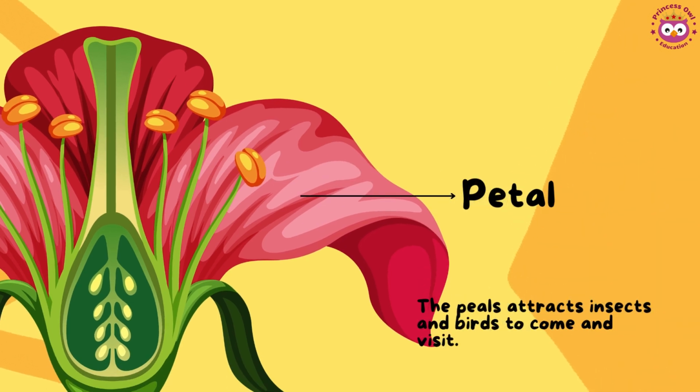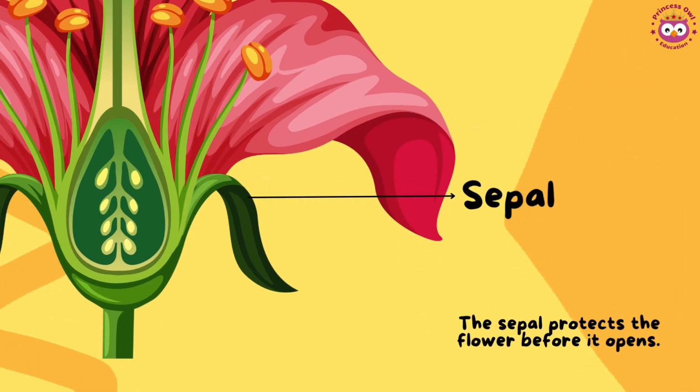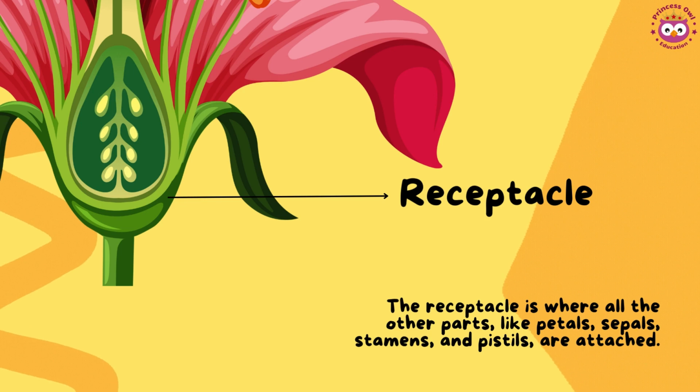Petal. The petal attracts insects and birds to come and visit. Sepal. The sepal protects the flower before it opens. Receptacle. The receptacle is where all the other parts, like petals, sepals, stamens, and pistils, are attached.